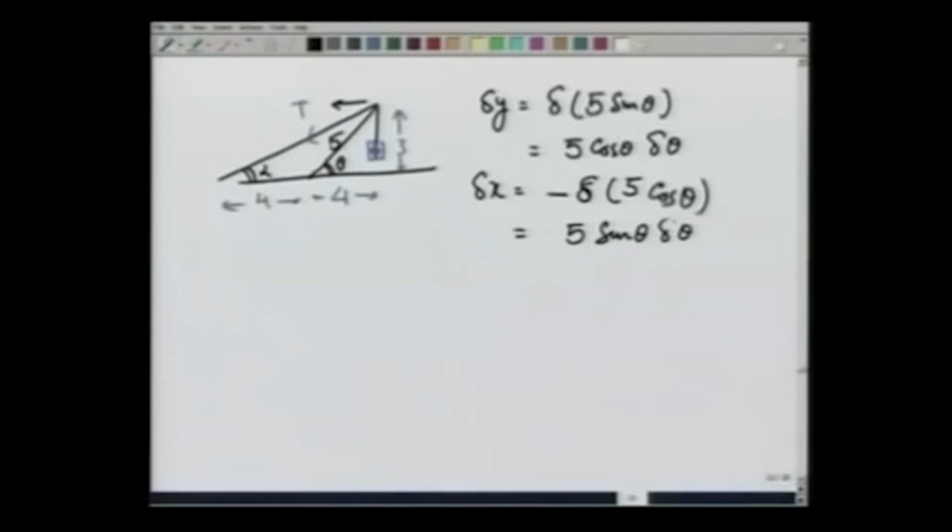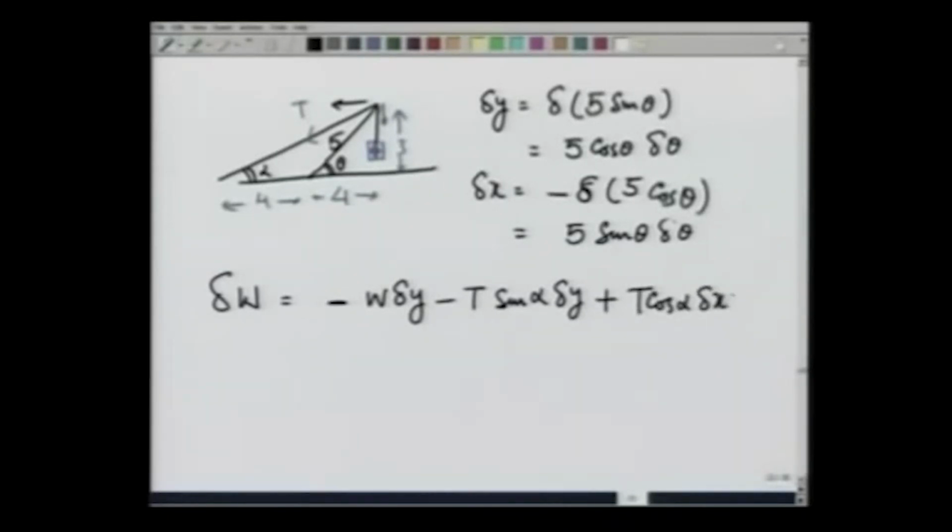Towards the left, we have calculated both x and y components, and therefore the total work done delta W is going to be the weight and delta y in opposite direction, so minus W delta y. The T has a vertical component at this point going down, which is T sine alpha delta y, and T has a component going towards the left, which is T cosine alpha, so T cosine alpha delta x, is equal to 0.